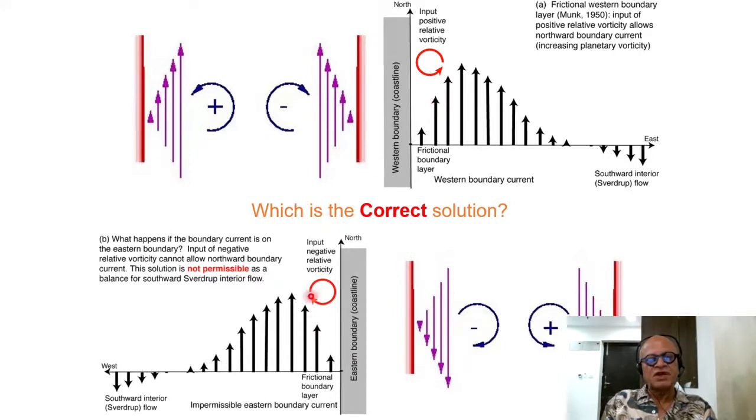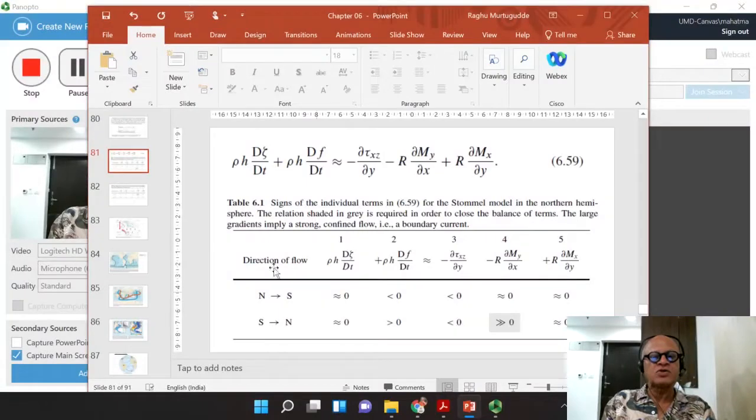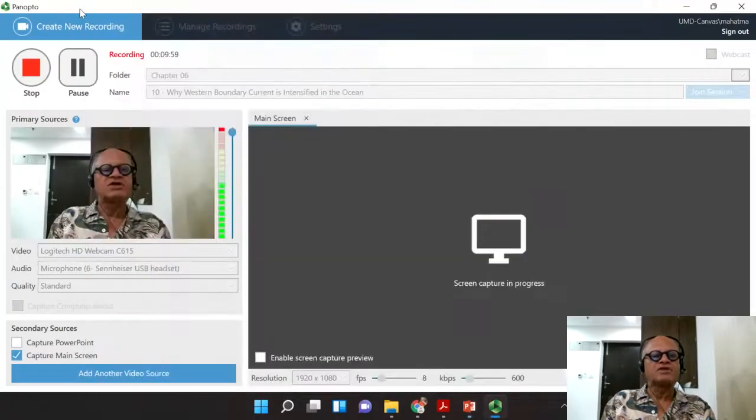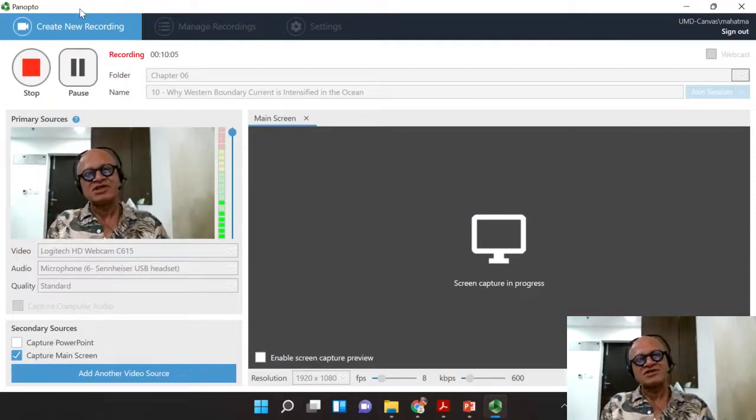If you have intensification on the eastern boundary, you're going to end up with more negative relative vorticity, whereas the wind is already putting in negative vorticity, so you will not conserve vorticity, you will just churn the ocean more. So that's another way to think of why the western boundary current is intensified as opposed to the eastern boundary current.